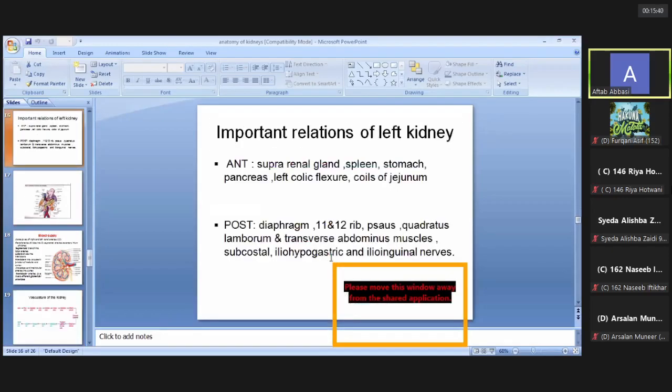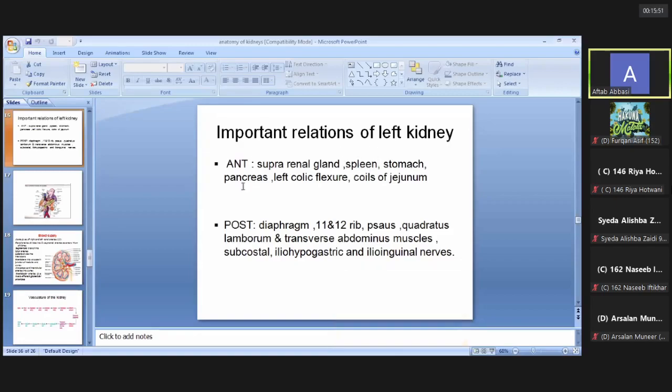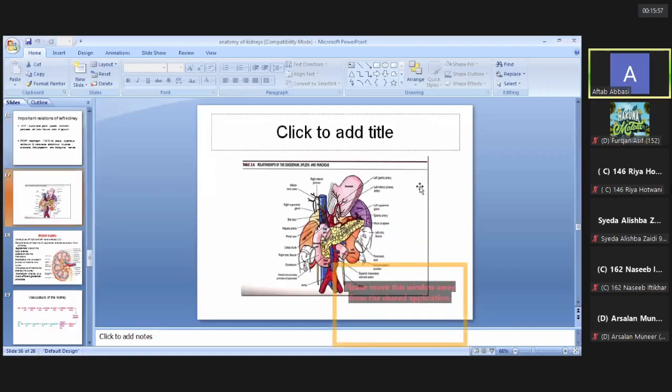Now, relations of the left kidney. The left kidney is anteriorly related to the left suprarenal gland. Then the structures on the left side of the abdominal cavity like spleen, stomach, pancreas, left colic flexure, and coils of the jejunum. Now see in this figure the left kidney. The left kidney is related anteriorly to the left suprarenal gland. The stomach is reflected in this figure. This is the part of the pancreas, spleen, left colic flexure, and here are the coils of the jejunum or coils of the small intestine.